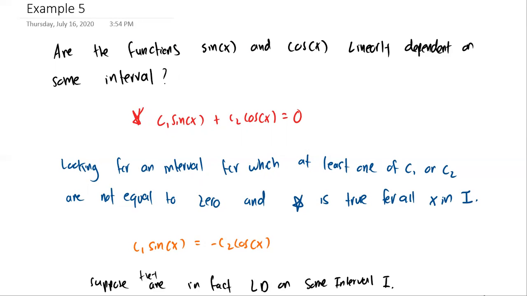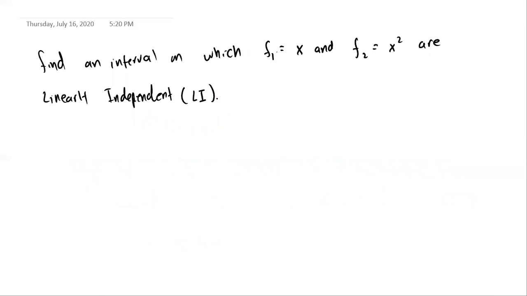Okay. So as I mentioned, I want to do one more. Find an interval on which f1 equals x and f2 equals x squared are linearly independent, which again, I'm going to abbreviate LI as linearly independent. I abbreviate linearly dependent by LD. Okay. So again, you always start with the same equation. Always start with coefficients times these functions, so a linear combination of these functions equal to 0. Now, for linear independence, we need to show that the only way this is true for all x on whatever interval we're looking at is if both coefficients are 0.